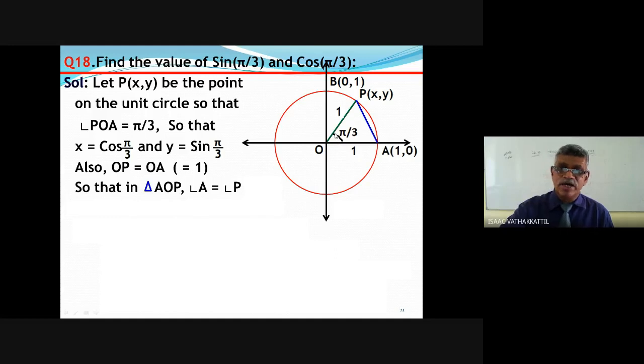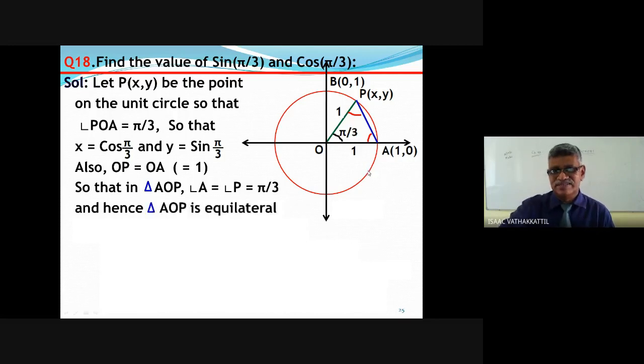But angle O is already pi by 3, that is 60 degrees. The remaining two angles are naturally equal, so they will be pi by 3 each, 60 degrees each. So angle A and angle P are pi by 3 each. That means triangle AOP is equilateral, because all the 3 angles are pi by 3. That is possible for an equilateral triangle only.